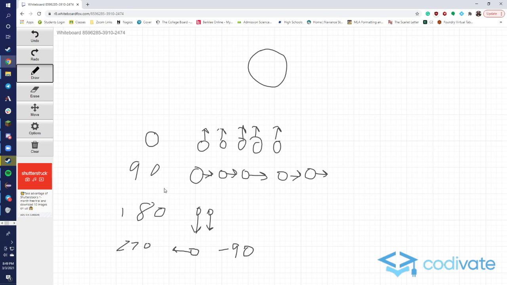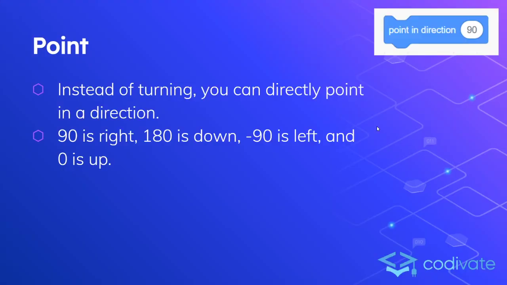It's just the fact that the point block, instead of turning you, is different. Because if someone was facing this way and you said turn right, they would end up facing this way. But if someone was facing that way and you just said point to the right, they would face this way. So it's different. It lets you do different things. That's the important bit. It's like how stepping is different from making the sprite go to a specific point.